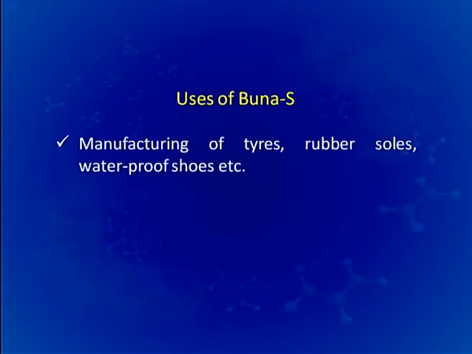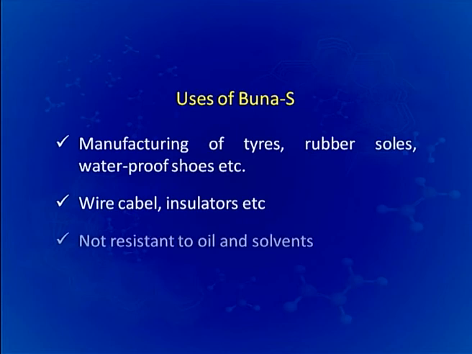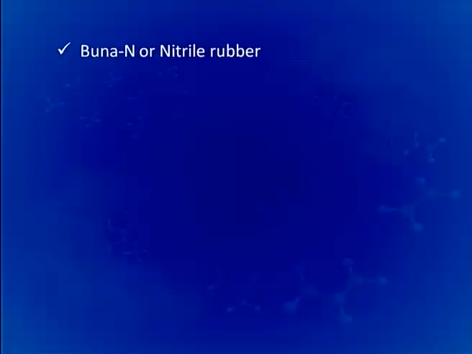BuNa-S is also very important from the commercial point of view, as it is used for the manufacture of tires, rubber soles, waterproof shoes. This is also used for the production of wires, cables and insulators, but it is not resistant to oil and solvents. BuNa-N is another important polymer obtained from 1,3-butadiene.